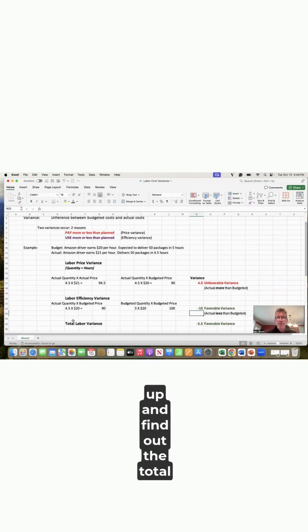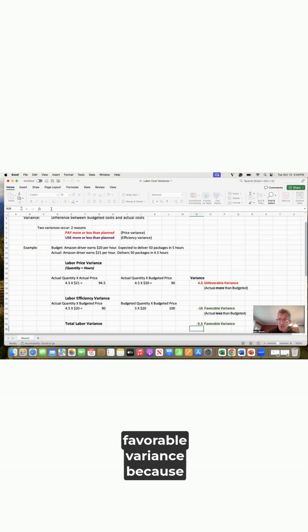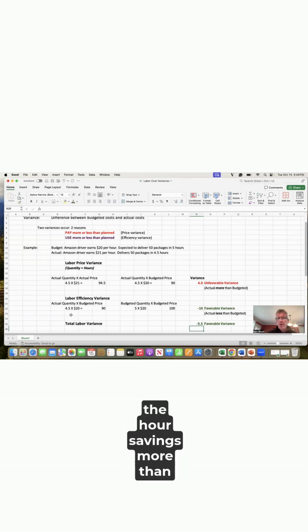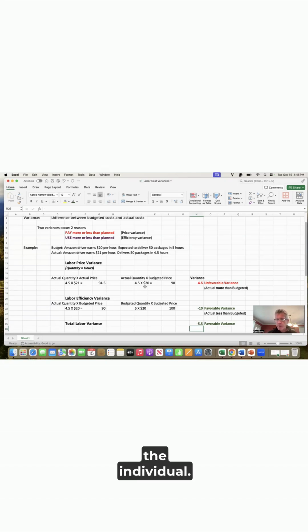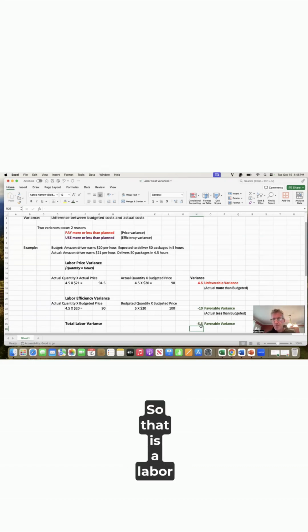And then what you can do is add up and find out the total labor variance, which is the combination of the two formulas. And you can see that it is a net favorable variance because the hour savings more than offset the additional dollar per hour that we paid the individual. So even though we paid the individual a higher rate per hour, the savings in time gave us a favorable variance overall. So that is a labor cost variance.